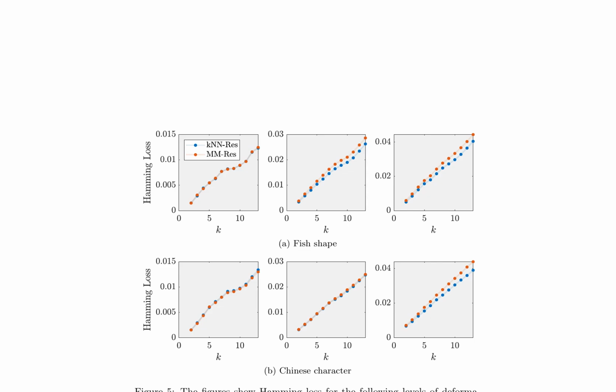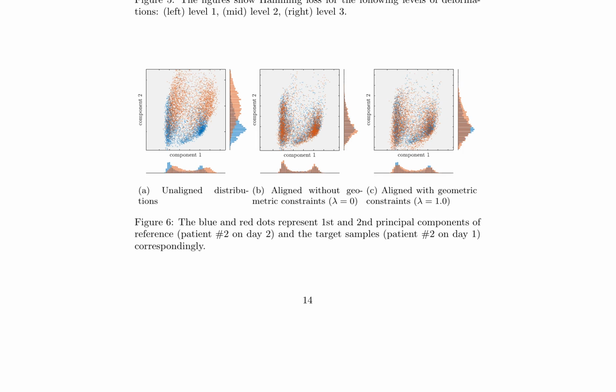Moreover, the paper showcases the practical application of the proposed method on a real-world dataset. Figure 6 illustrates the alignment of the first and second principal components of the reference and target samples, demonstrating how the geometric constraints help maintain the relationships between cells in the high-dimensional space. Overall, the paper presents a novel approach for aligning high-dimensional single-cell data across different batches, utilizing geometric constraints to preserve the structure of the data. This method has potential applications in various fields, including disease diagnosis and drug discovery, where maintaining the integrity of single-cell data is crucial.